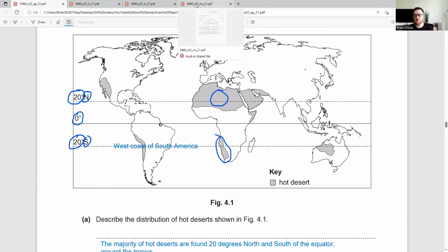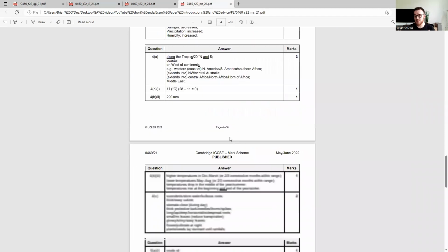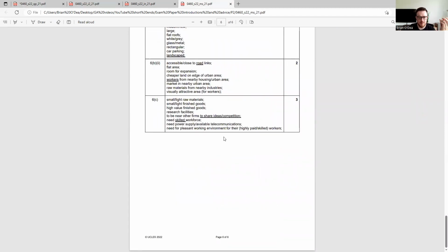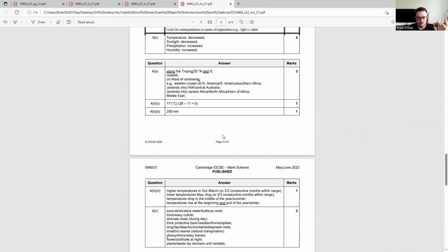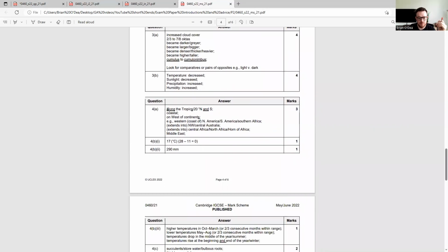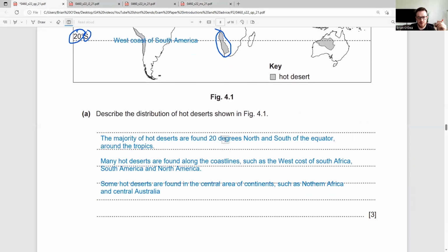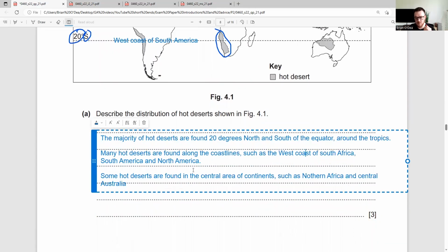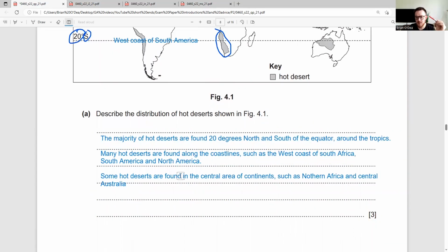But if you're worrying, okay, let's go across to the marking scheme now and have a quick look and just see how we can use this and some areas that we might find are a little bit vague in the marking scheme. So the first one, when we're looking at the map, was things like mentioning the degrees from the equator, the tropics. The second point was about coastal areas, and then the next one was found in continental areas.